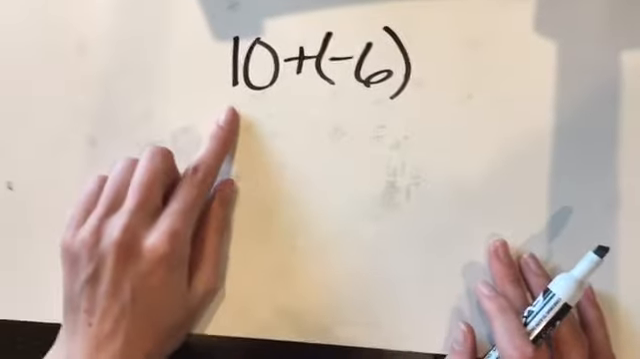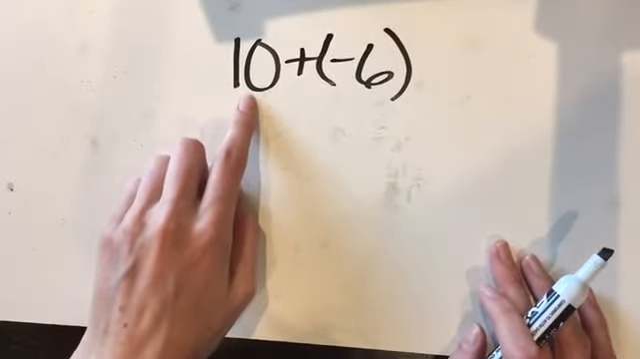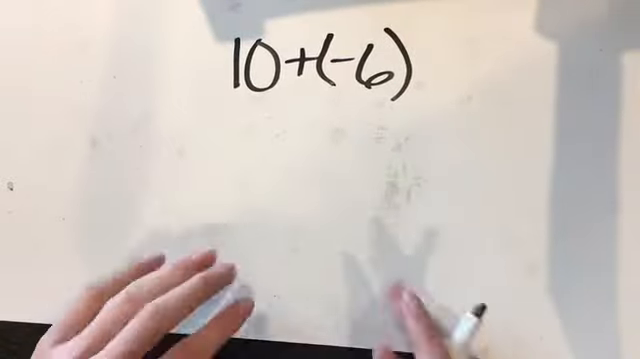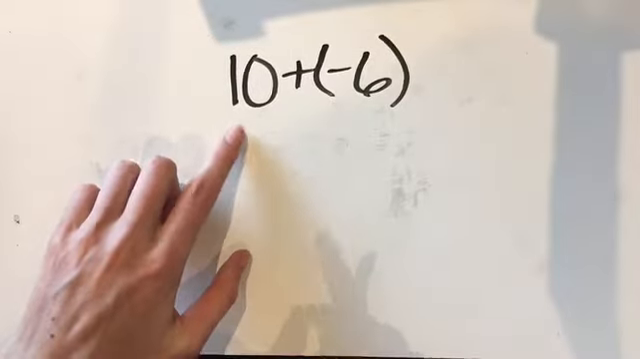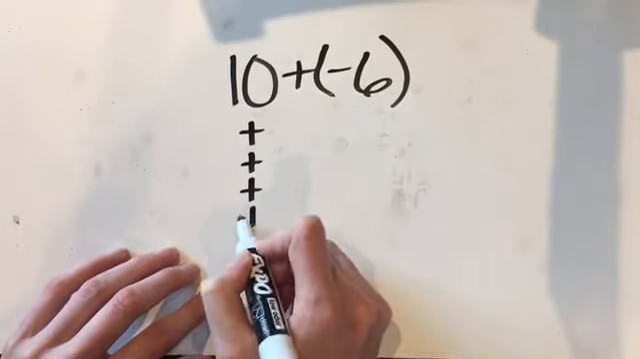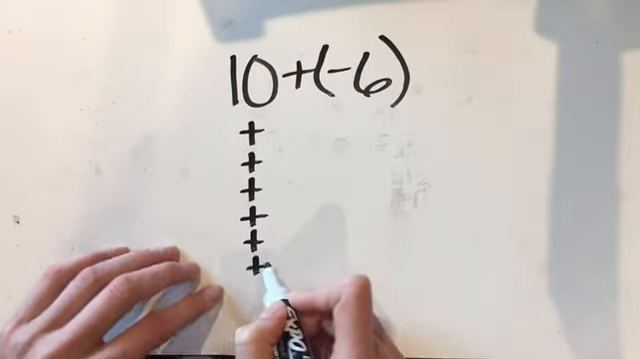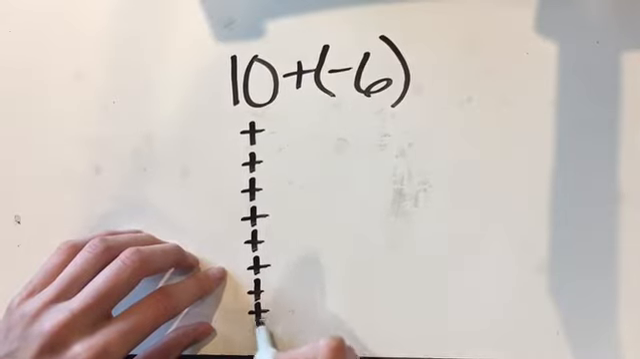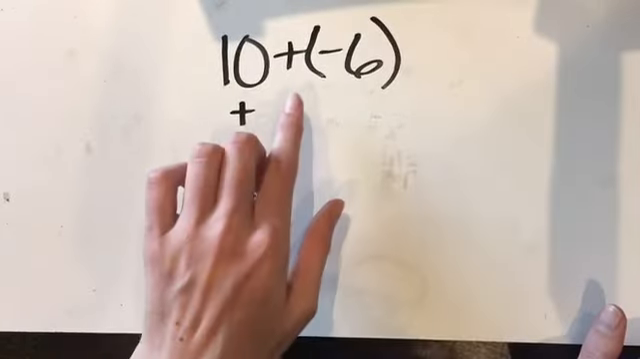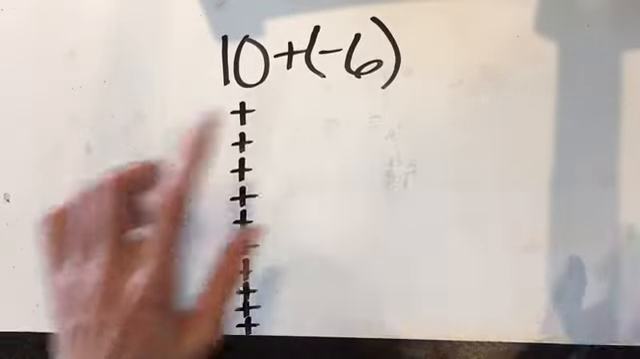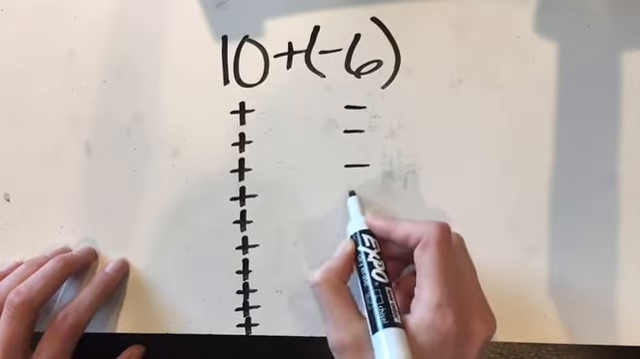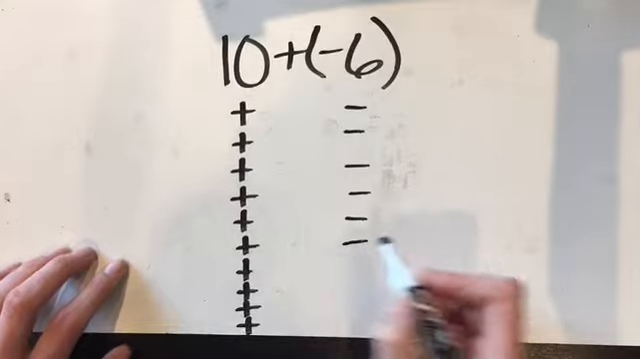First of all, I'm going to draw a little diagram to help us think about this, okay? This is a positive 10, so I'm going to draw 10 plus signs. You will not need to do this on every problem, but it helps us visually understand what's happening. So positive 10. I'm going to draw 10 plus signs: 1, 2, 3, 4, 5, 6, 7, 8, 9, 10. Okay? And then we have plus negative 6. We have negative 6, so we're going to put 6 negative signs: 1, 2, 3, 4, 5, 6.